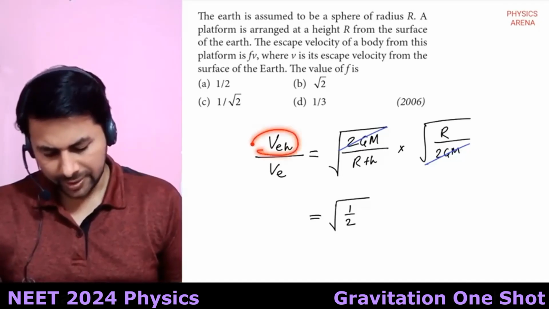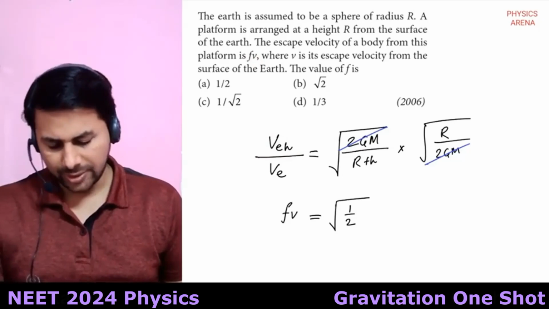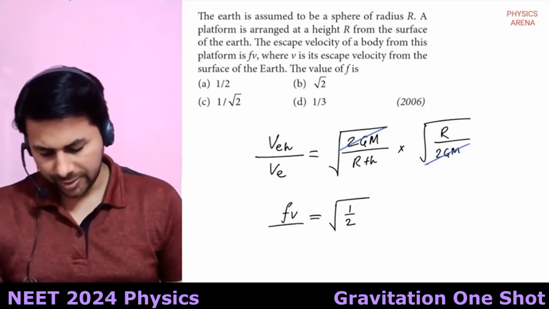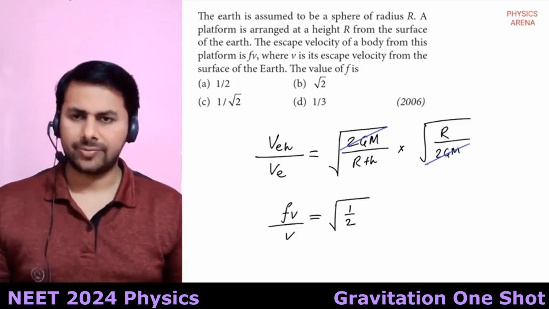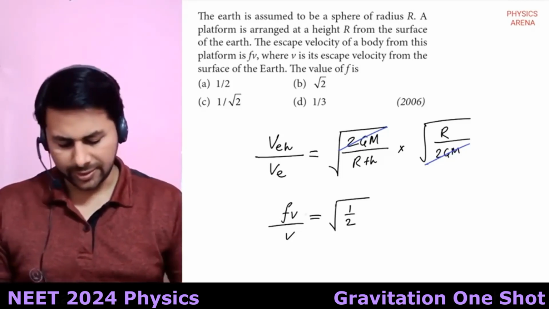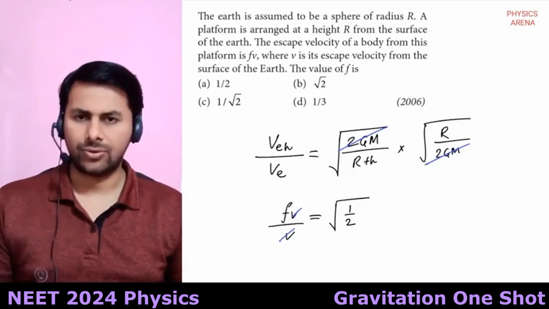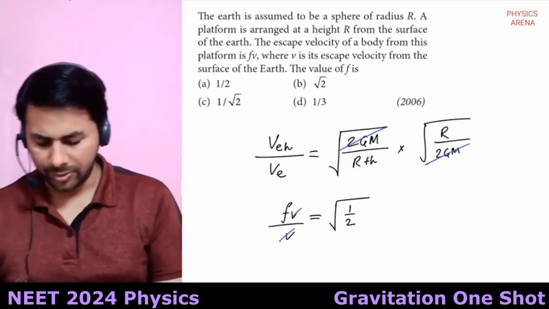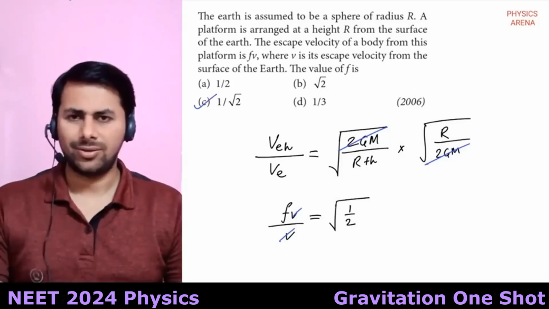So escape velocity at this height is given, it is Fv. How much is escape velocity on Earth? It is equal to v. And how much this factor is, is asked. Okay, so v gets cancelled. You get F equals 1 upon root 2, or root of 1 by 2. Option C.